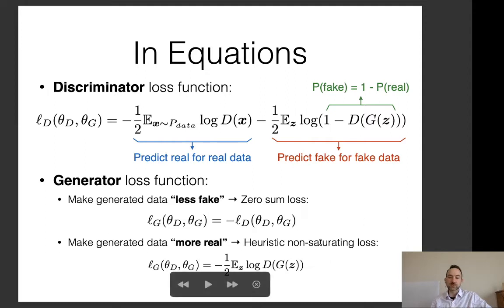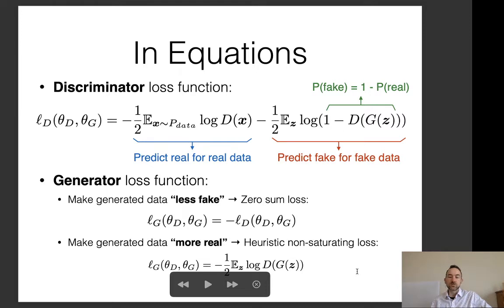This is called the heuristic non-saturating loss, because what it does is it only takes the loss over the generated outputs and tries to calculate the loss over here. So it's only taking the second part.